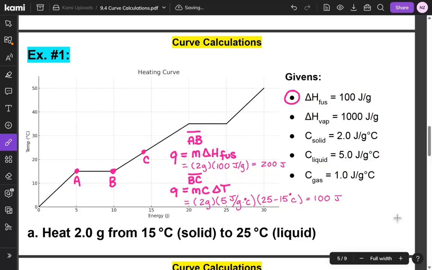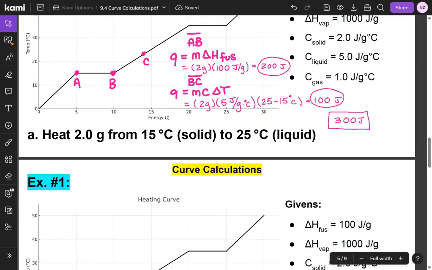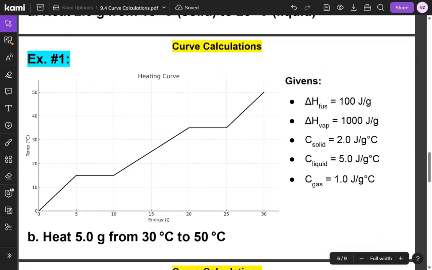So I want to know the total amount of energy, so I need to add these two numbers together. So I will get 300 joules as the total energy needed to go from point A to point C. So kind of like Google Maps, how to get the total mileage for your trip, it adds each street that you're on, or each road that you're on, each segment that you're on, it adds them all together to get the total distance.